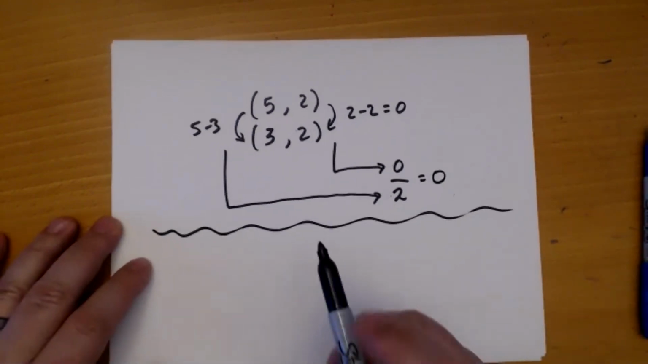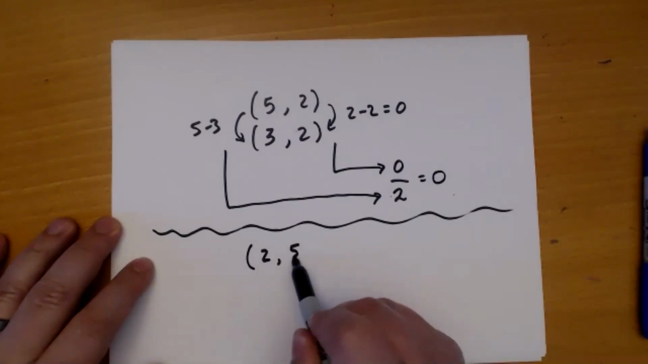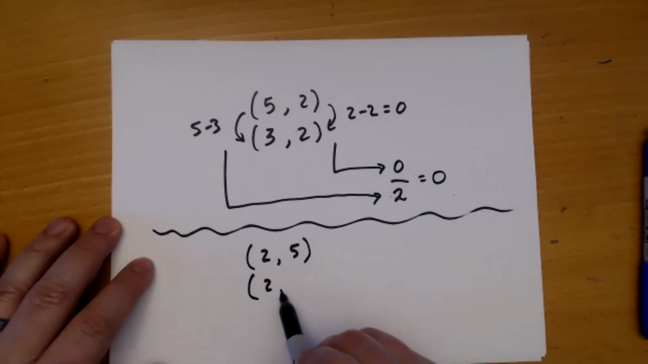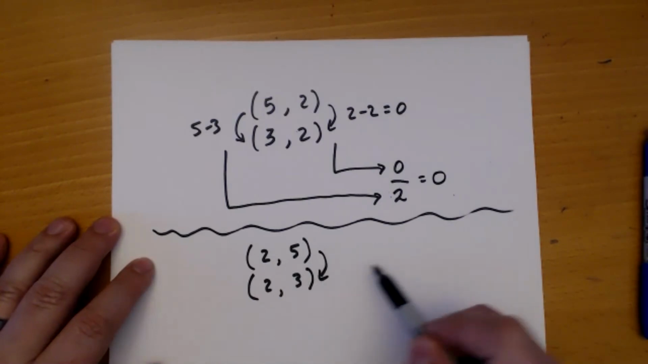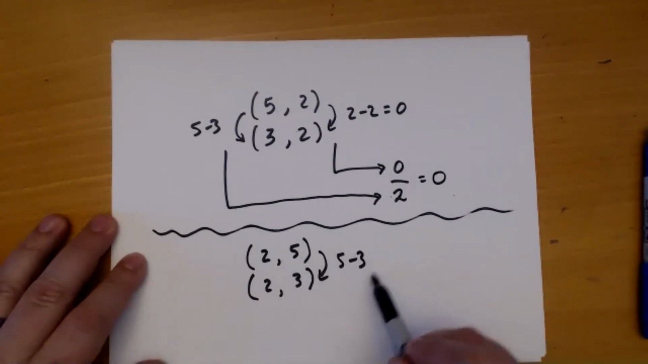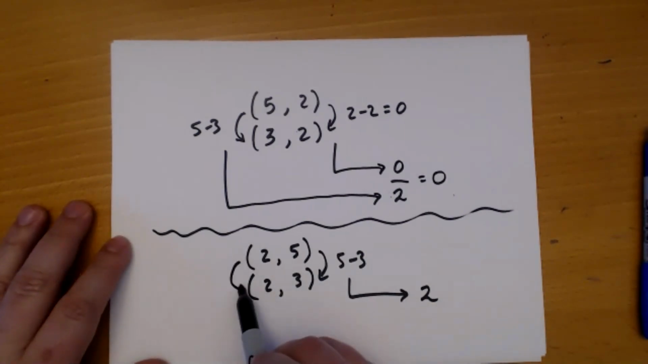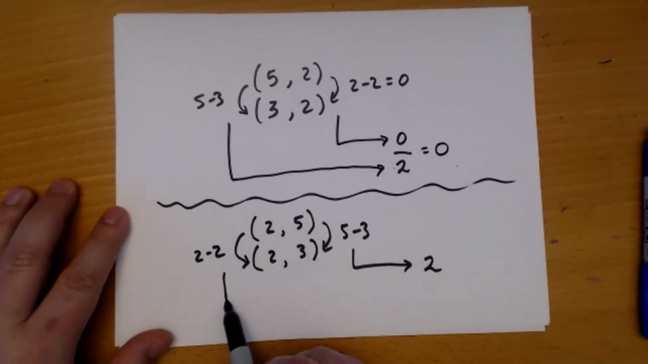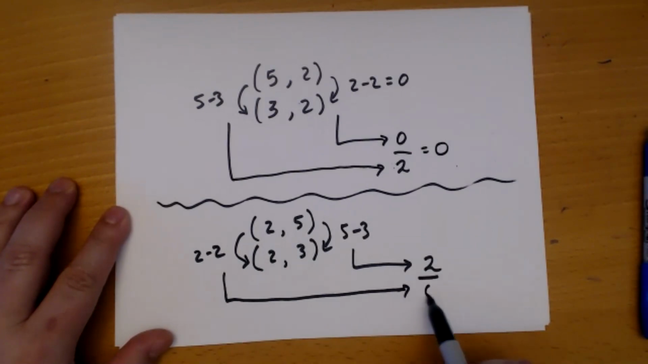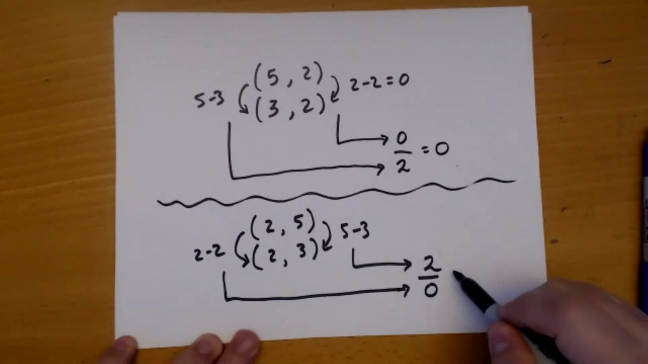Now watch. This is different. Five minus 3? Well, we just saw that. That's 2. 2 minus 2? Well, that's 0. We just saw that, right? Now what is 2 divided by 0? Undefined.